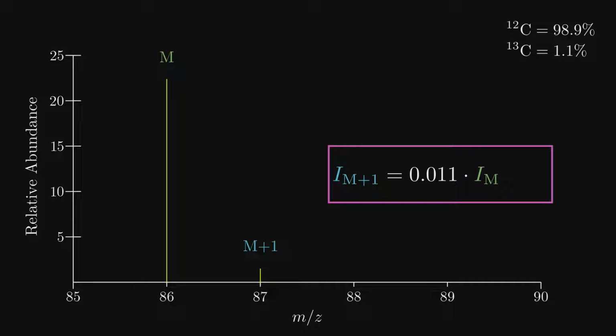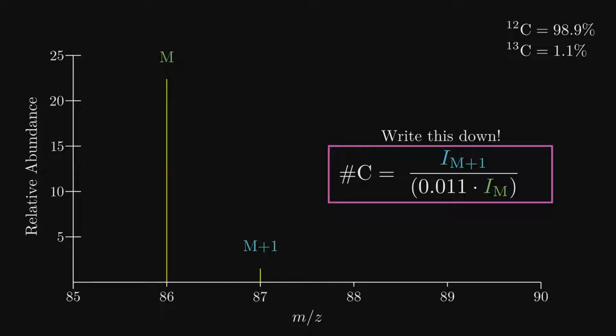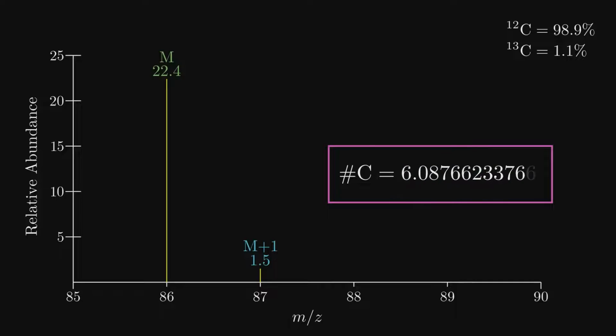The reason for this is the more carbon atoms in the molecule, the more likely one of them will be the heavier isotope. If we account for that, we get this equation. With a bit of rearrangement, we can now solve directly for the number of carbon atoms in the molecule. The intensities of the peaks are 22.4 for M and 1.5 for M+1. Put them into the equation, solve for the number of carbons, and we get, hold on here, just a moment. Yes, exactly 6, which we would expect for hexane. I hope you wrote down that equation, because you will need it later.